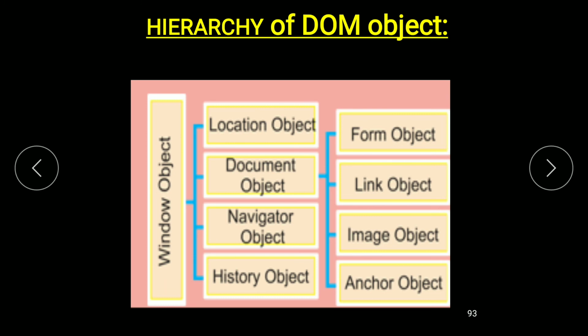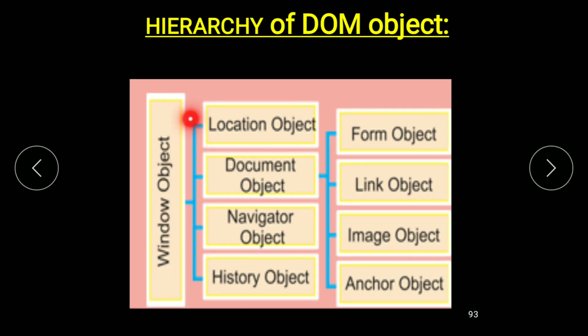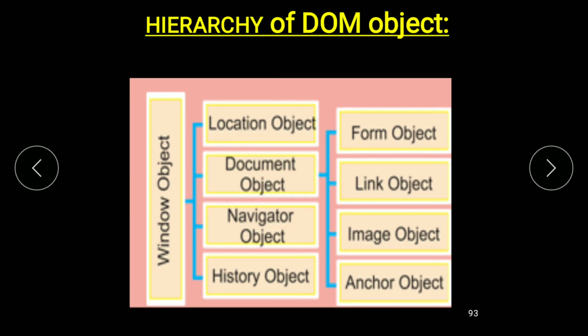It will be asked in your exam which will be the main object or parent object of the DOM. So window is the main object, and in that there is the location object, document object, navigator object, history object. We already learned about the document object and the properties as well as the methods of the document object. Write element, getElementById, these are all methods of the document object.